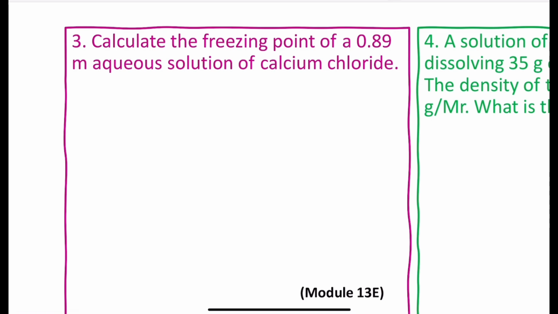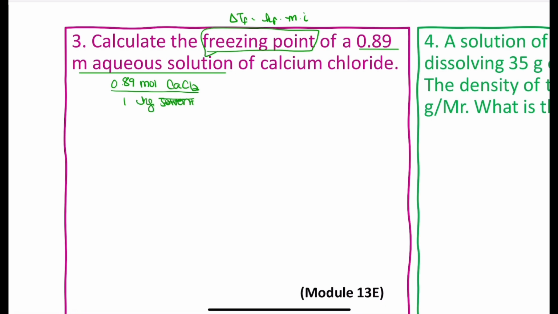Calculate the freezing point of a 0.89 molal aqueous solution of calcium chloride. So again, let's break the question down. I want freezing point. That means I need delta Tf equals Kf times m times i. I have a 0.89 molal aqueous solution. What that means is I have 0.89 moles of my solute, which is calcium chloride, in 1 kilogram of solvent, but my solvent is water because it says it's aqueous.